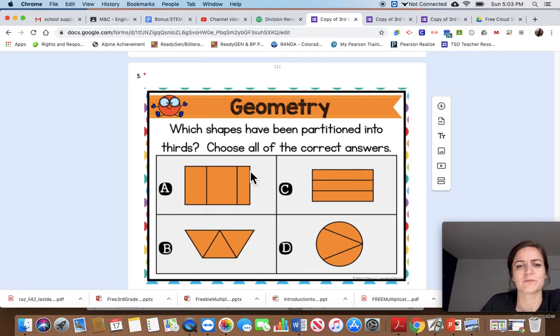A. This one is broken up into 3 pieces, but are they equal 3 pieces? No, right? So we can't count that one. Remember, fractions have to be equal parts. Now let's look at B.